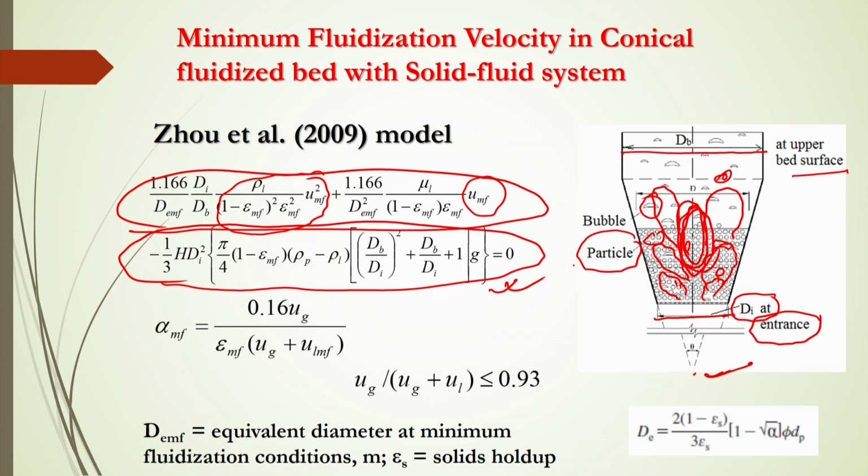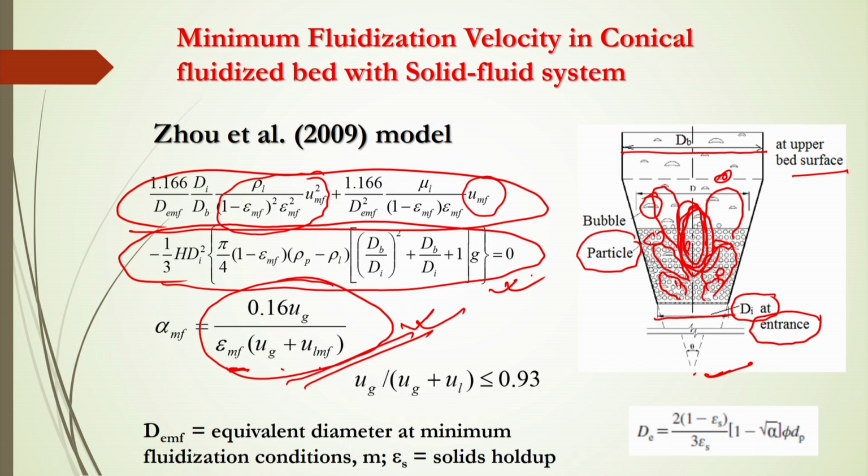velocity. In this case, one important aspect is that you have to know the minimum voidage for this solid fluid system. This minimum voidage should be calculated based on 0.16 into Ug by epsilon mf and into Ug plus ULmf. Here, solid fluid means that liquid also will be very important, a gas liquid solid system. In this conical fluidized bed, the gas liquid solid system is more important.